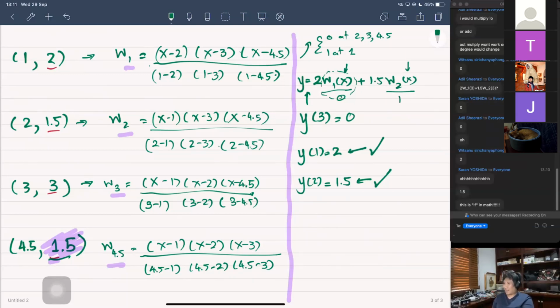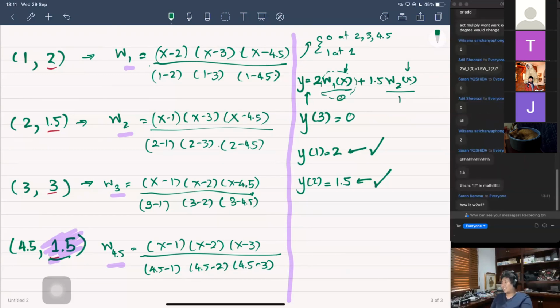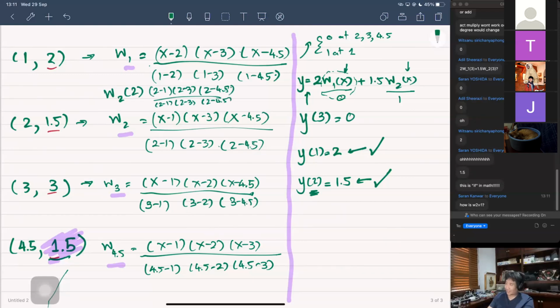How is W2 equal to 1? Good question. Because of the way we construct it. Think about this. W2 is constructed like this. When x equal to 2, the top part is going to be 2 minus 1, 2 minus 3, and 2 minus 4.5. And the bottom part is exactly whatever you have on the top, so they're going to cancel to 1. And that's by construction. Are we good?